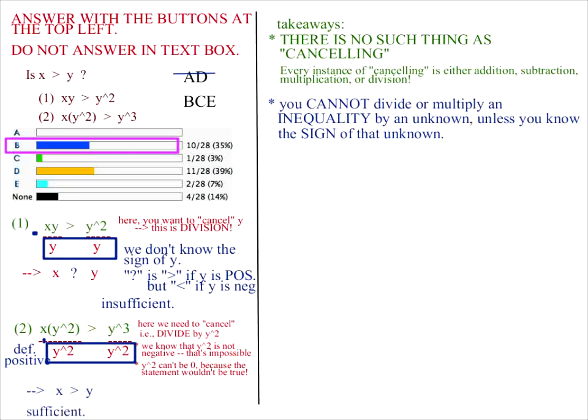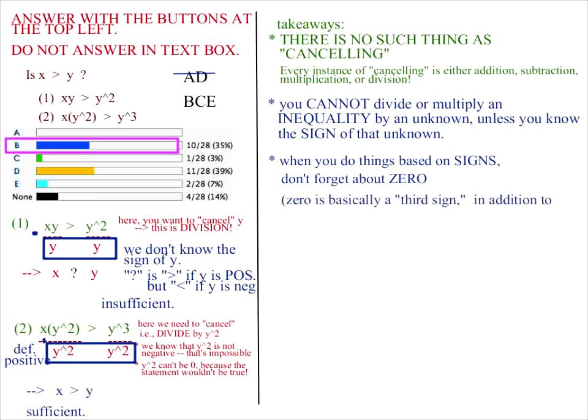Because there have been questions that depend on your not forgetting about 0. Okay, it turns out not to matter here, but when you do things based on signs, don't forget about 0. I mean, 0 is kind of like a third sign, in addition to positive and negative. Because zero has very different properties than either a positive or negative number.